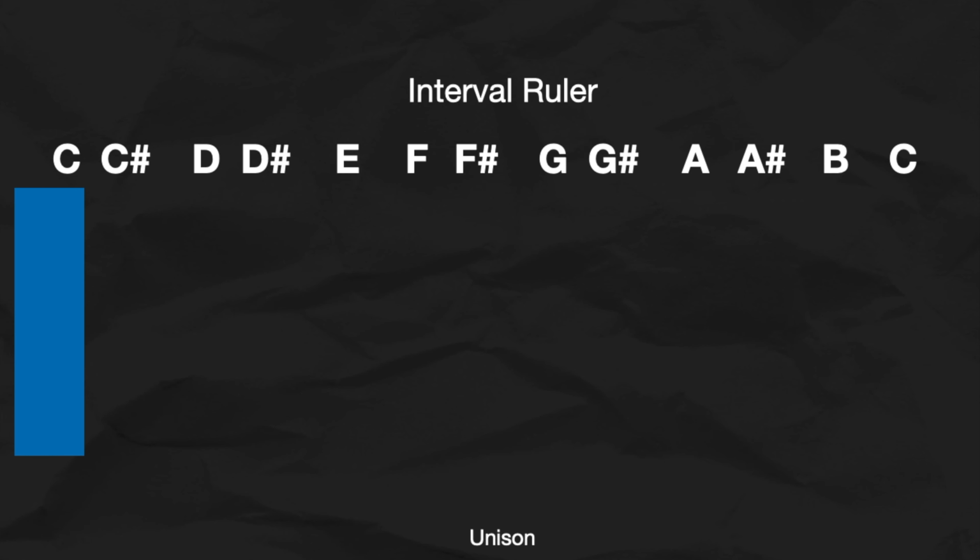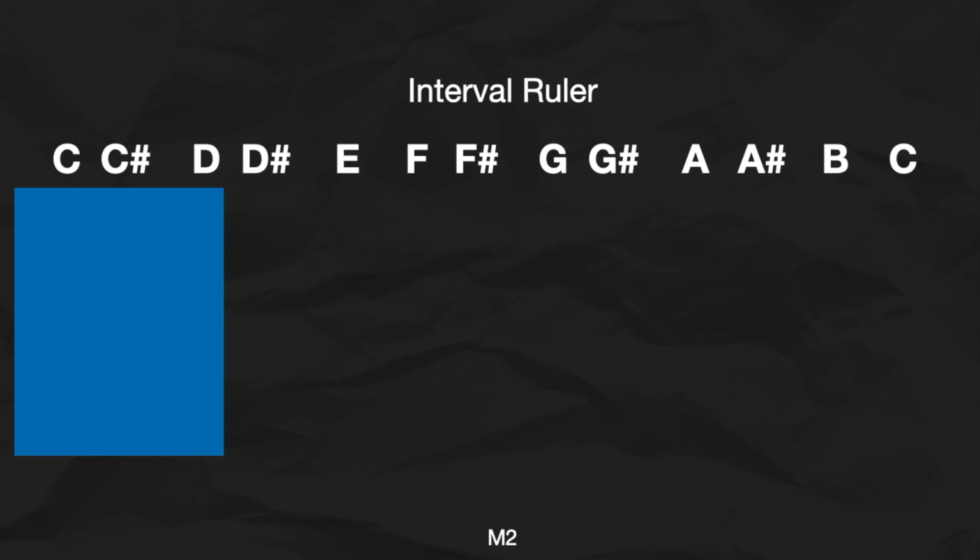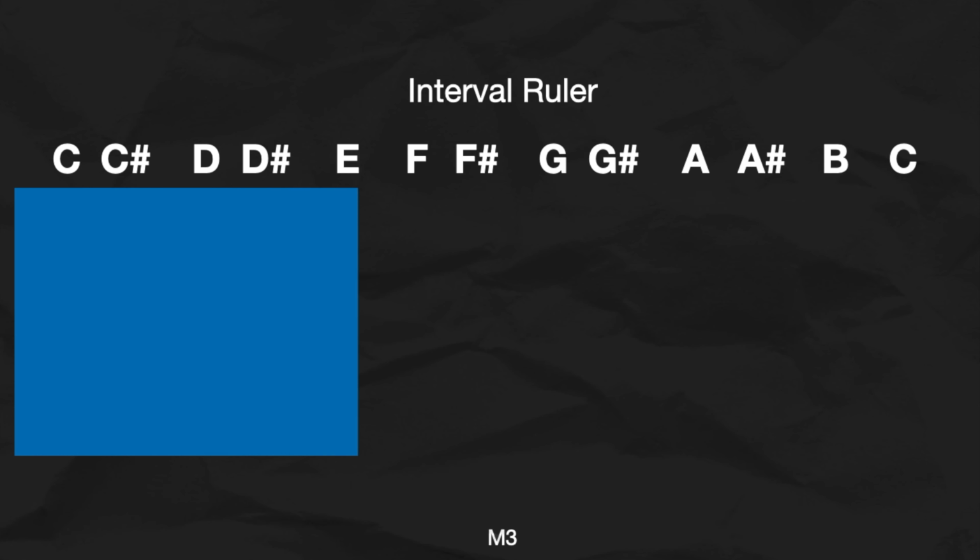Starting off with the interval ruler, it's telling me right now where I am. Right now I'm at unison, C. Okay, I haven't moved anywhere. If I move a distance from C to C sharp, I get a minor second. C to C sharp is a minor second. Okay, if I move from C to D, I get a major second. Okay, so as I move across this ruler, I get my different intervals.